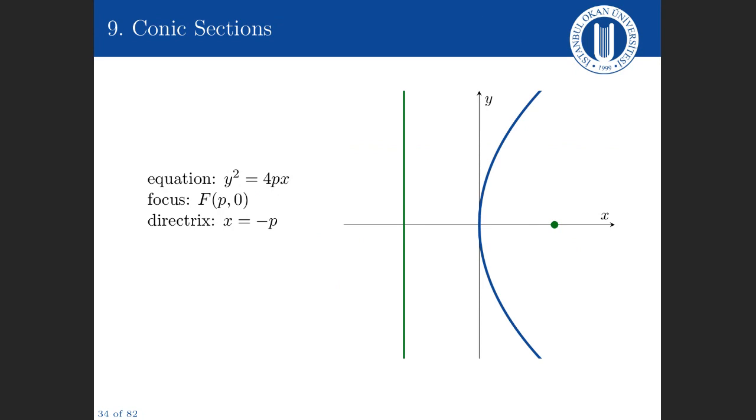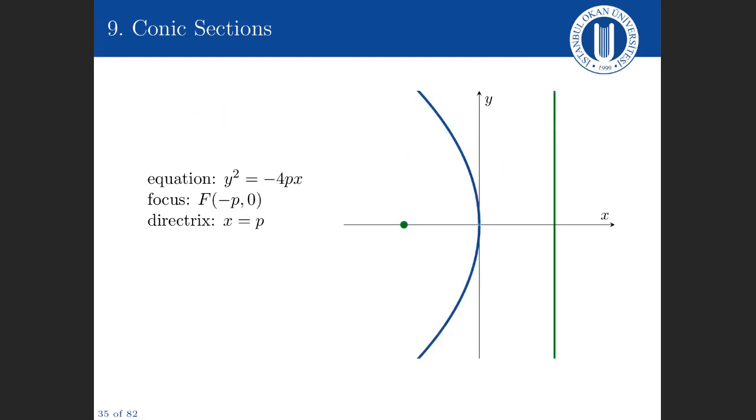Really, in this picture, I've taken the first one and I've swapped the positions of x and y. So instead of x squared equals 4py, I now have y squared is equal to 4px. The focus is the point (p, 0), and the directrix is the line x equals minus p. Or I might multiply everything by minus 1 to take the reflection. y squared is equal to minus 4px has focus (minus p, 0) and directrix x equals p.